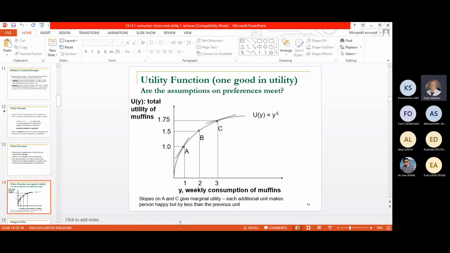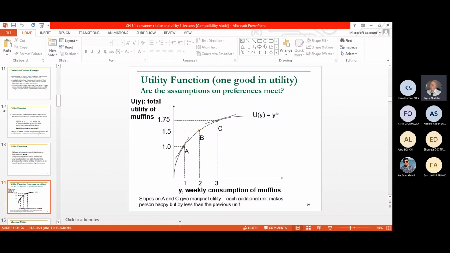When we look at this utility function as it is given on the graph, you see there is a good, weekly consumption of muffins, and the total utility of muffins is represented. As you see, it is almost the same as the production function. The utility increases with the amount consumed, but the muffins are not directly related to a proportional enlargement of the utility.